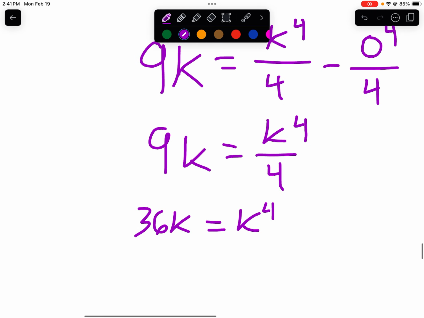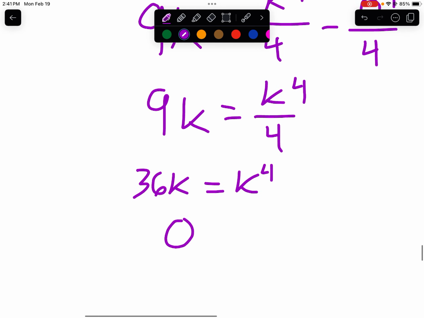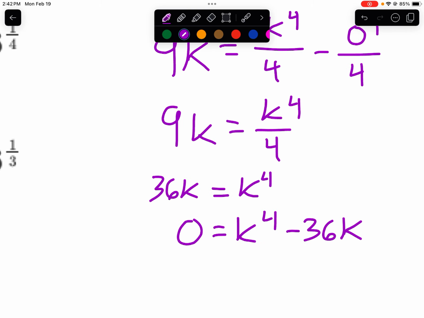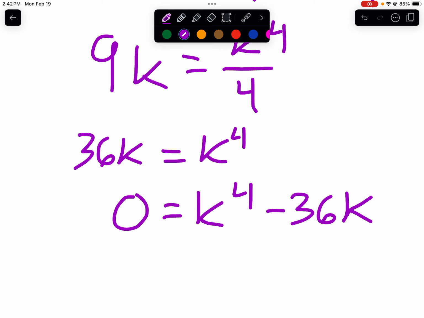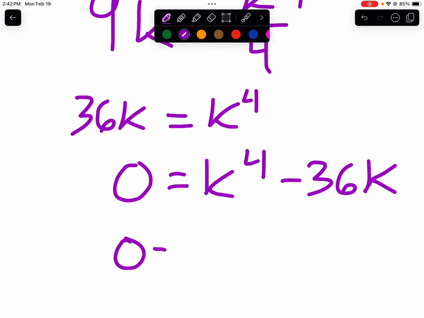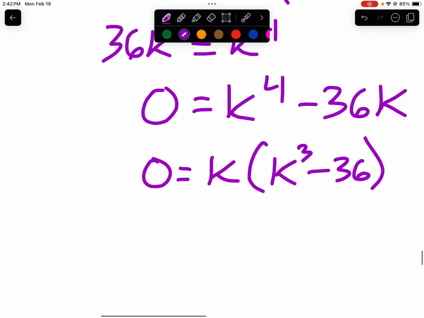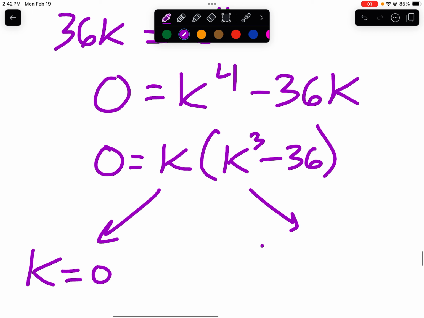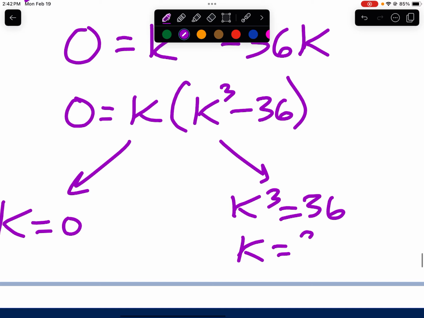And now I can start to see a strategy in my head. If I get all the k's over to the same side now, your thought might have been to divide by k right there, but when we divide by a variable, we eliminate 0 as a potential solution. And we'll talk about that more in a moment. So rather than divide by k, let's get all the k's to the same side so that we can now try to solve by factoring, where I take a k out of this expression, leaving me with k cubed minus 36. And now if I set my factors equal to 0, one of those solutions is 0, and the other one would be eventually what looks like the cubed root of 36.